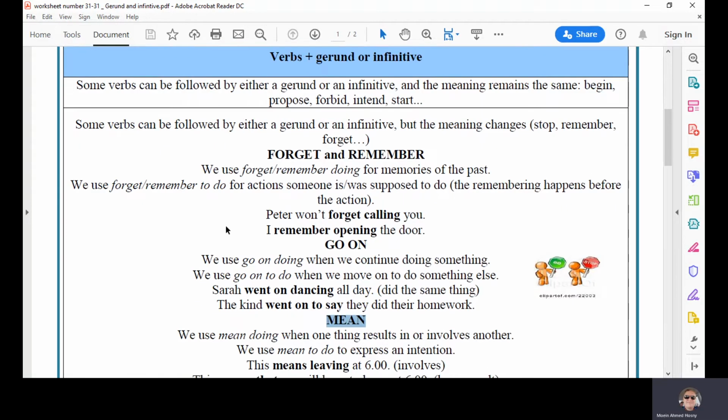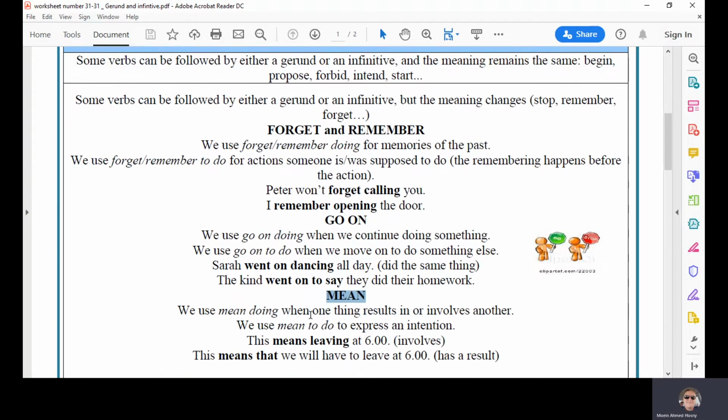Mean to or mean ing. We use mean doing when one thing results in or involves another. We use mean to do to express an intention. So he means leaving at 6. So he will leave. He means that the leaving itself would be at 6. He means that we will have to leave. He means to leave at 6 has a result.